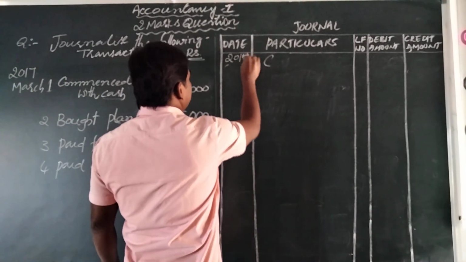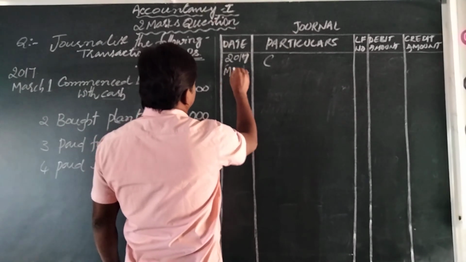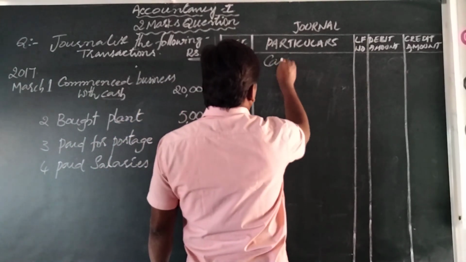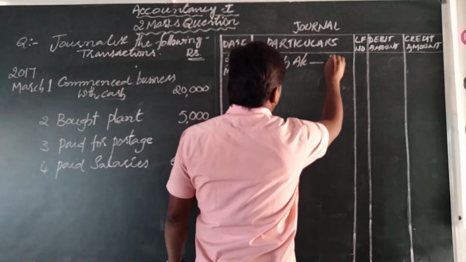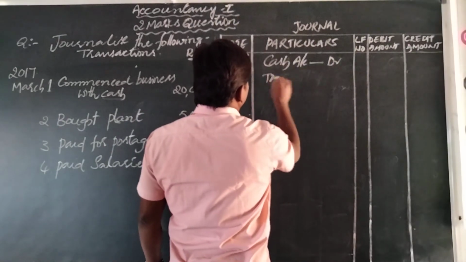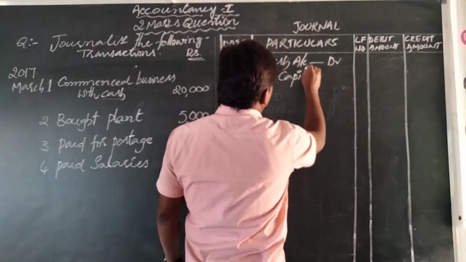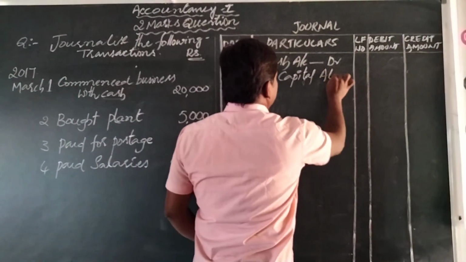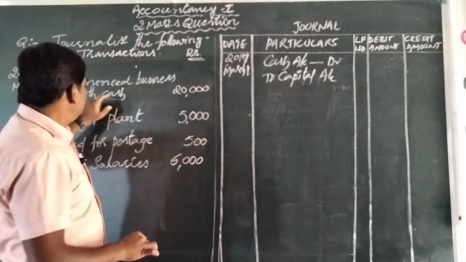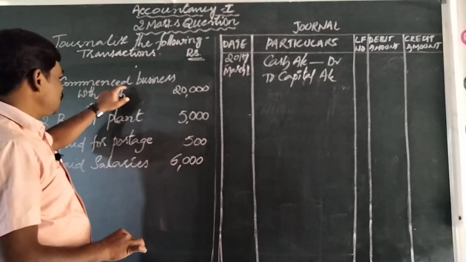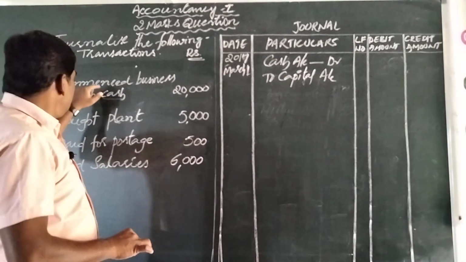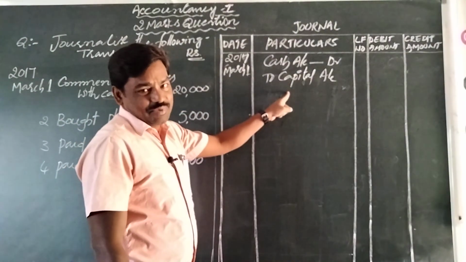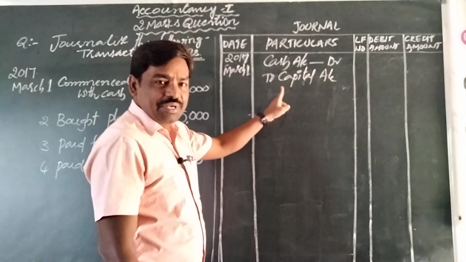So here cash, 2017 March 1st. What we have to write? Cash account debit to capital account. Remember one thing, when you see this transaction in the problem, what is the transaction here? Commenced business. Whenever you see the words commenced business or begins the business or started the business with cash, then you write the opposite account as capital. Okay, students. Here cash account debit to capital account.